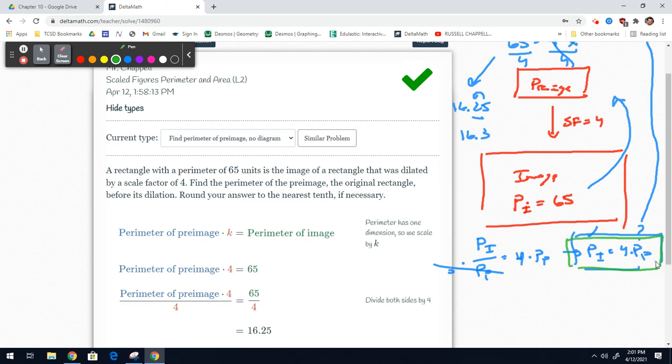Okay, and then just make sure it makes sense. If we would have gotten a bigger number for the perimeter of the preimage, you should have stopped and said, wait, this is weird. The image is supposed to be bigger. Why is the perimeter of the preimage bigger? And then you could maybe readdress your issues from there.